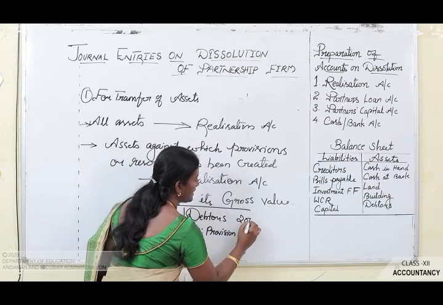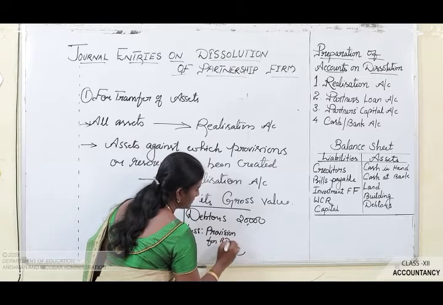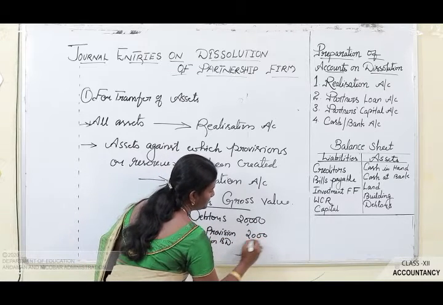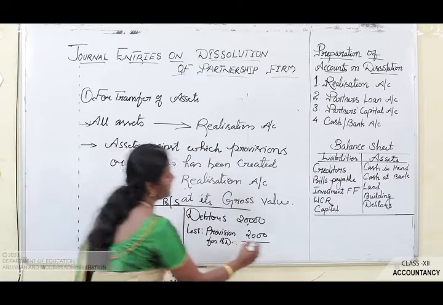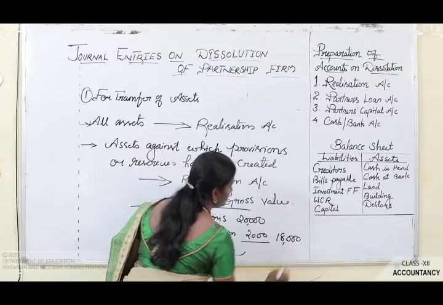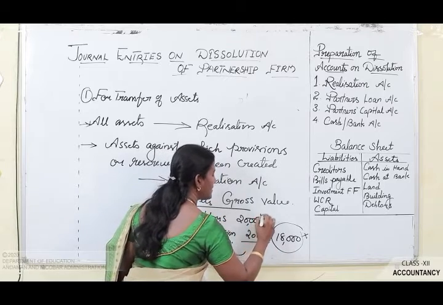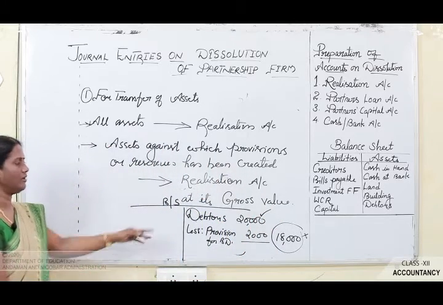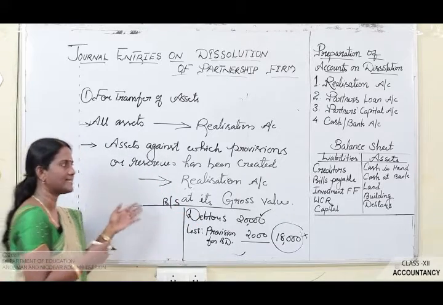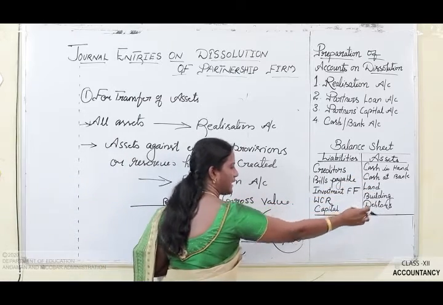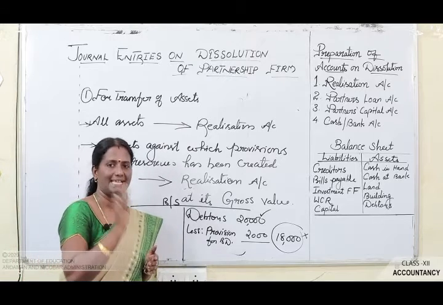Suppose your debtors are 20,000 and the provision for bad debt is 2,000, and the net value you wrote after deduction of provision for bad debt is 18,000. Here you should not take the net value; you have to take this gross value of 20,000 for debtors. So these debtors will be transferred to the realization account. As I said, asset side debtors will be transferred to the realization account debit side, but with the gross value and not with the net value.